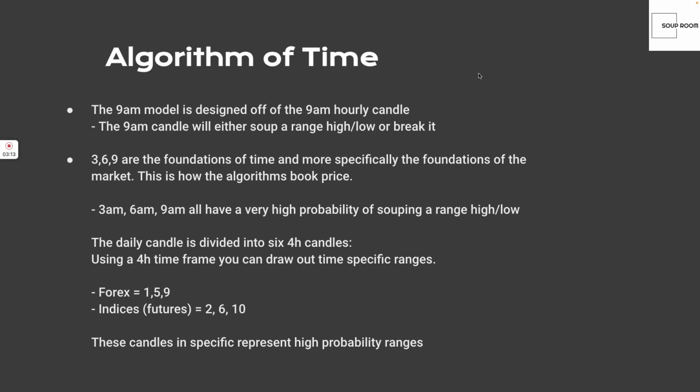For example, you could use 2 a.m. on the Nasdaq on the 4-hour time frame to draw a range high and low. And then you can see a turtle soup at 6 a.m. So, short summary, 369 is where you want to look for turtle soups, and 159 for Forex is where you want to focus on drawing CRT ranges, and for futures, it's 2610.